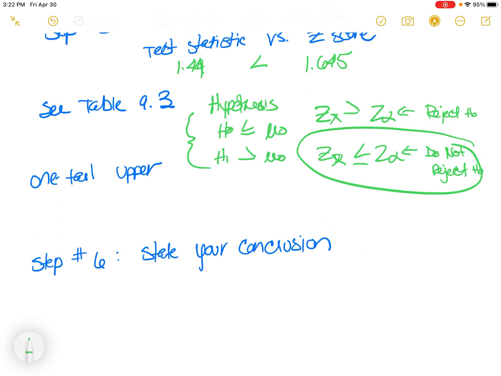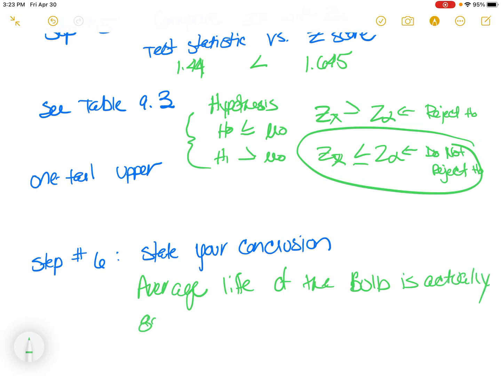So in terms of stating our conclusion, since we cannot reject H naught, what that means is you have to keep it, because you can never say accept. So we keep H naught, which means that the average life of the bulb is actually 8,000 hours or less. Status quo remains.